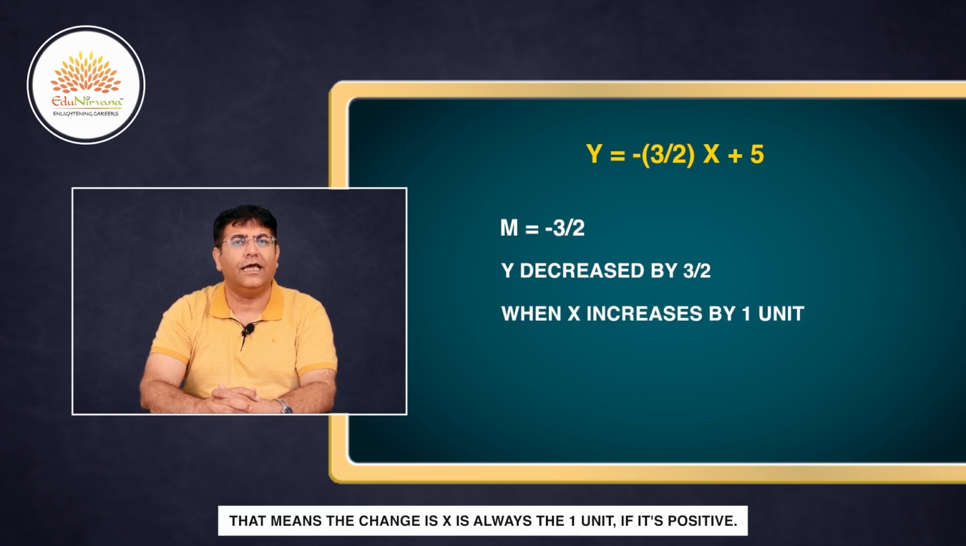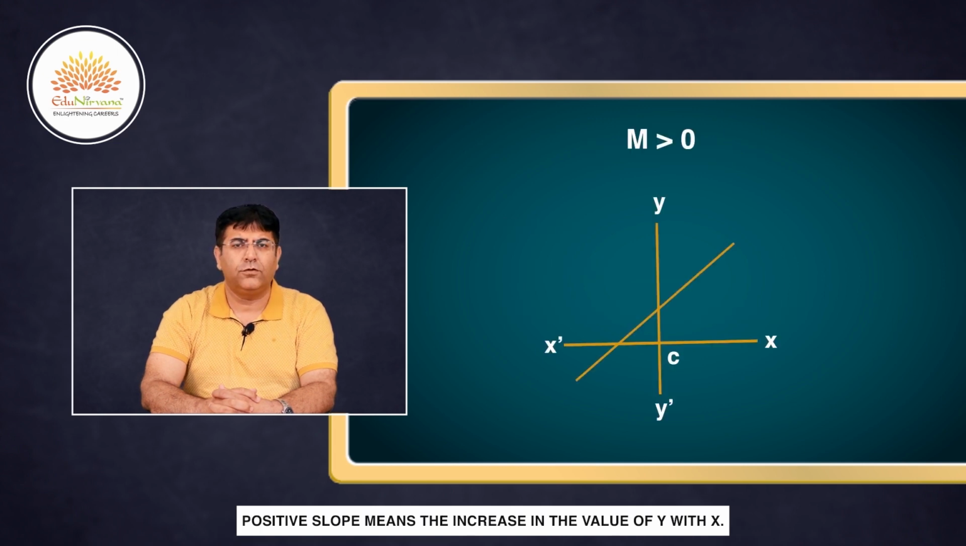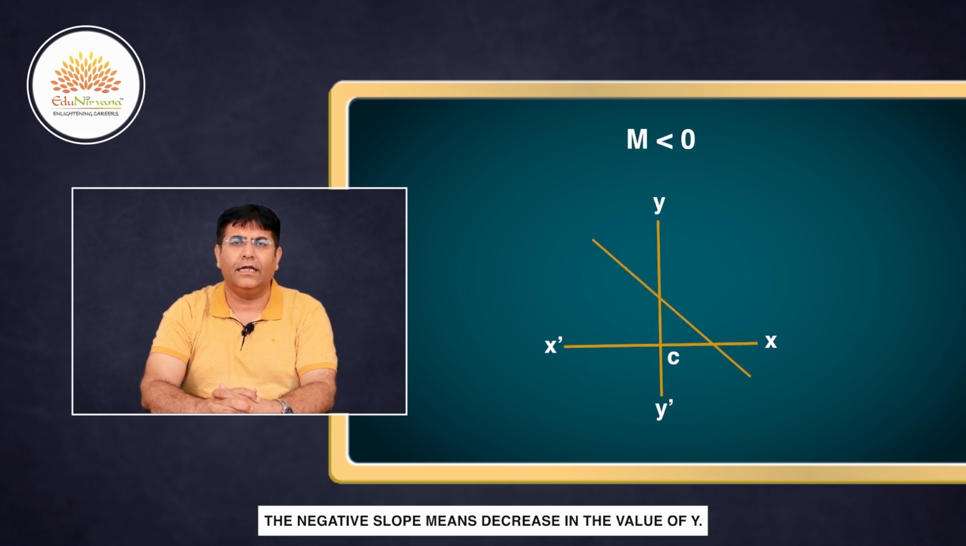That means the change in x is always 1 unit and which is positive. Positive slope means the increase in the value of y. So if we look at the graph, it will go upward, and negative slope means the decrease in the value of y. That means if we look at the graph, it will go downward.